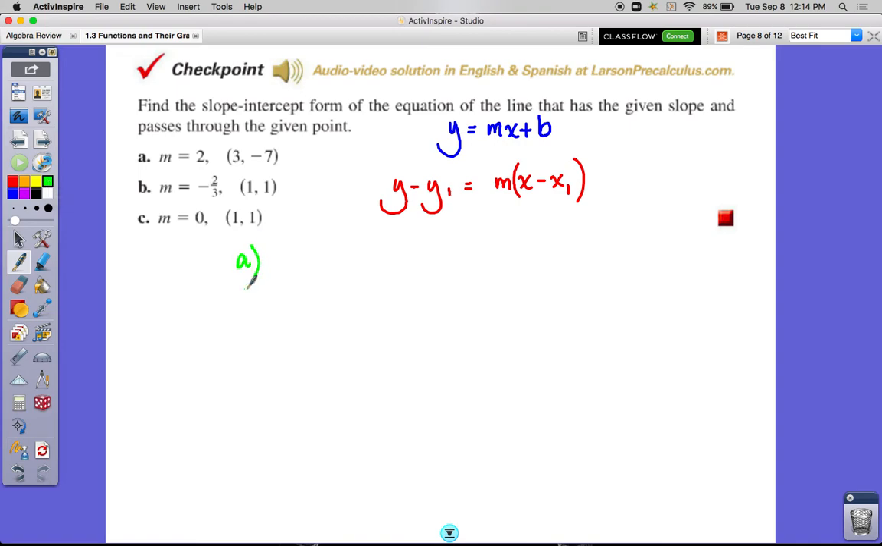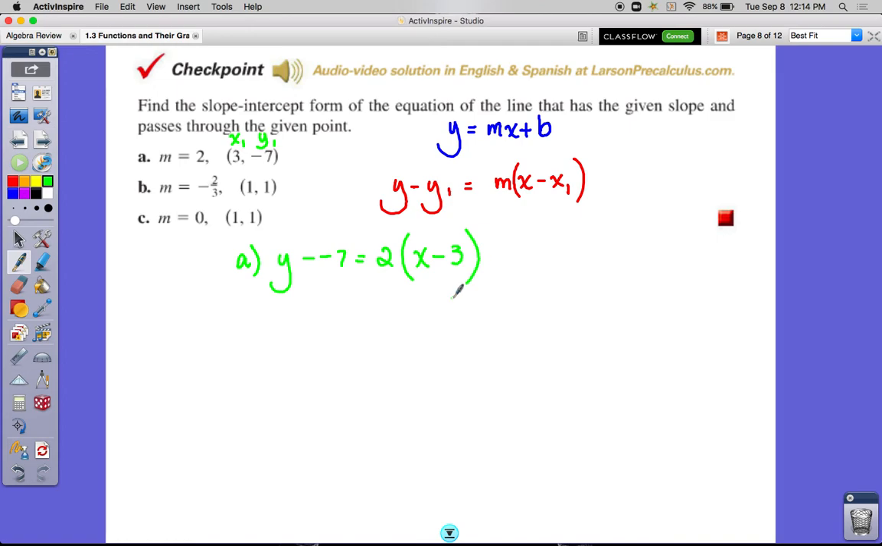So I'm going to plug in those values. I only have one point, so there's no argument. This is x1, this is y1, and label it so you know that y is still y. y1, however, is negative 7. So y minus a negative 7 equals, and then I have my slope, which they gave me as a 2. Sometimes you might have to calculate the slope yourself. And then parentheses, x minus x1, which is right here, 3.